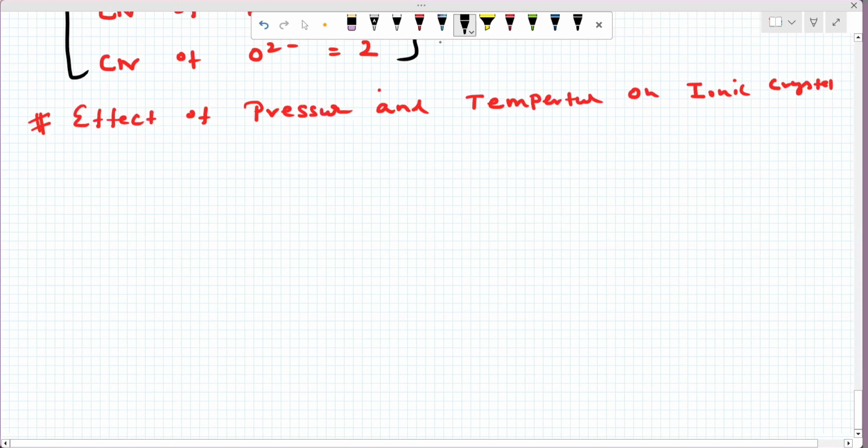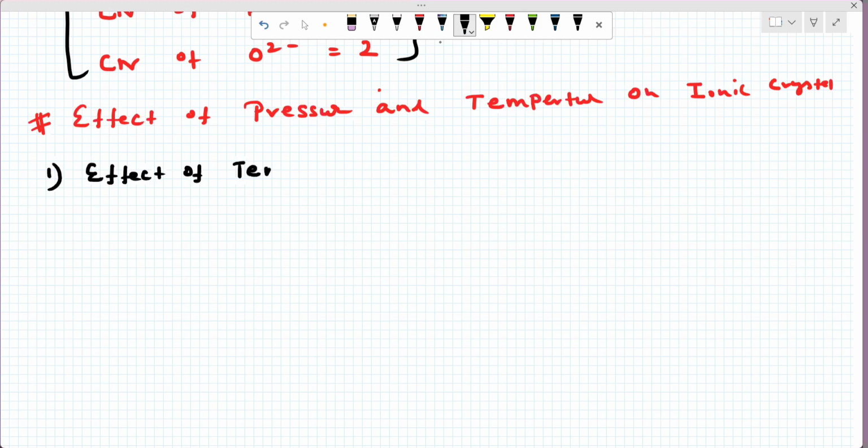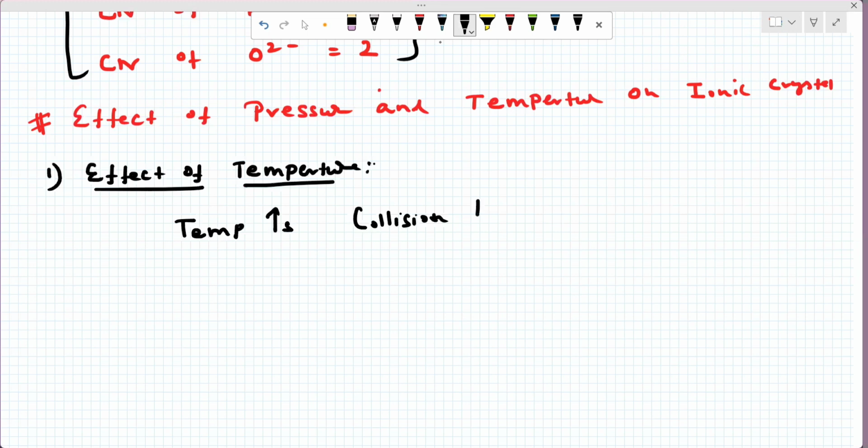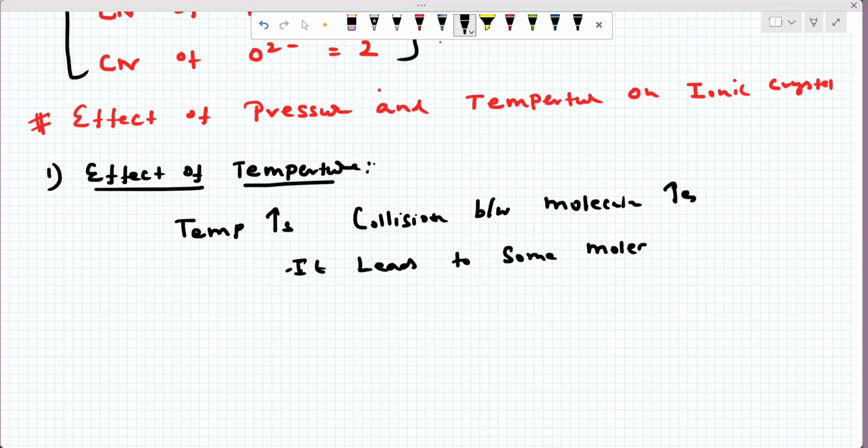First one, effect of temperature. Listen, very simple. When temperature increases, the collision between the molecules increases. It leads to some molecules escaping.